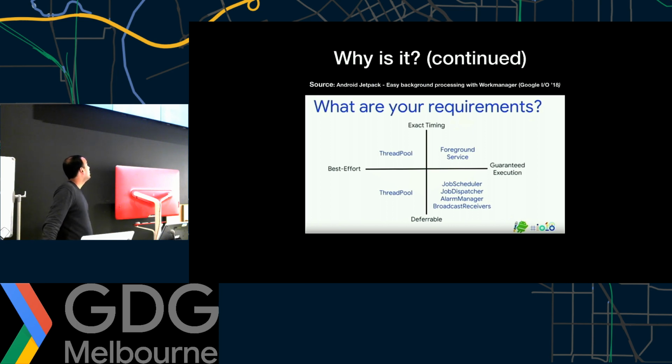In quadrant 2, you've got job scheduler, job dispatcher, alarm manager, and broadcast receivers. They've got different use cases. Some of them have limitations, like job scheduler is only available on API level 23 and above, so you can't really use it if you're still supporting an older API version. Job dispatcher is a part of Firebase, so if you're not shipping Play Services, you can't use it. And alarm manager and broadcast receivers are really old school. They need a lot of configuration, and every time you reboot your phone, you have to reset your alarm managers. So Work Manager wraps around all of them and gives you a nice little API to do a bunch of stuff.